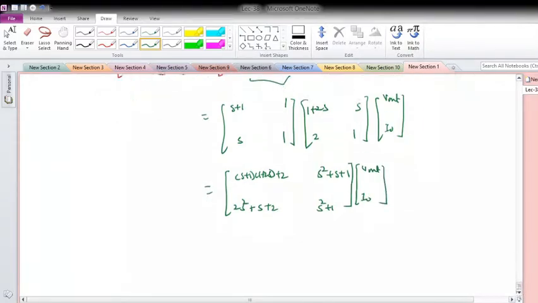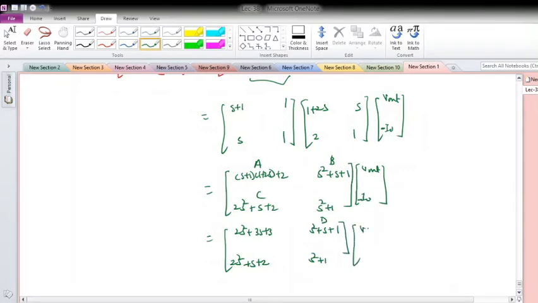Again you just compare with ABCD, so this is your A, B, C and D. Mind you, there is a minus on I out. Solving this, it will be 2s square plus 3s plus 3, s square plus s plus 1, 2s square plus s plus 2, s square plus 1, multiplied by V out and minus I out.